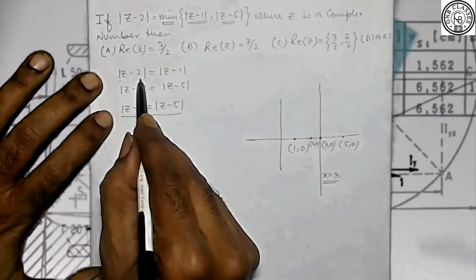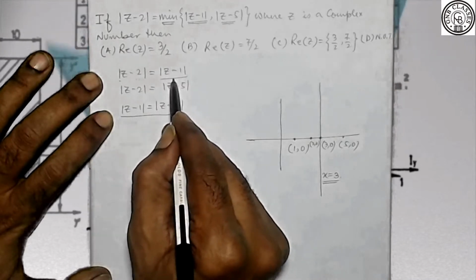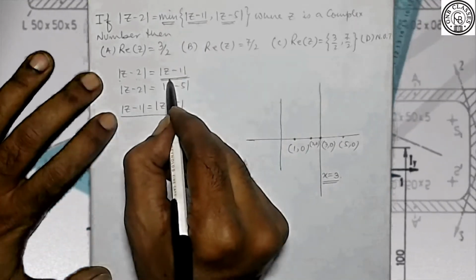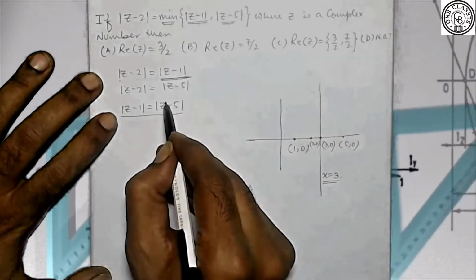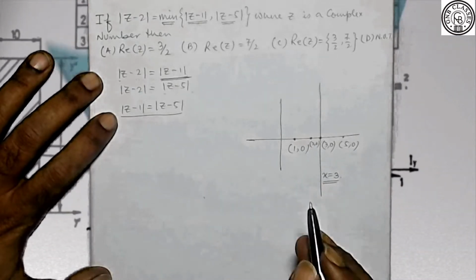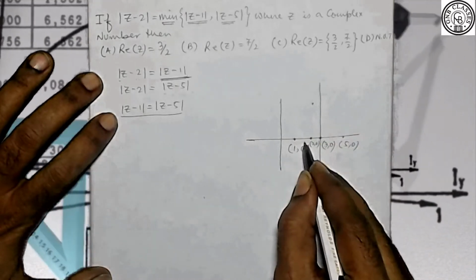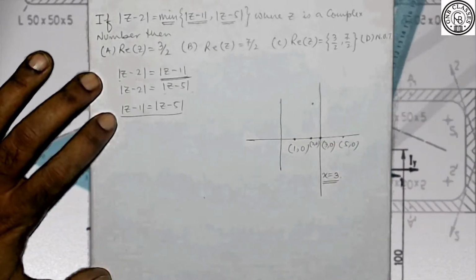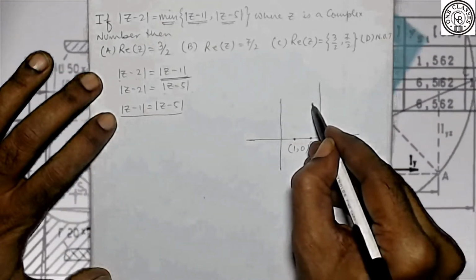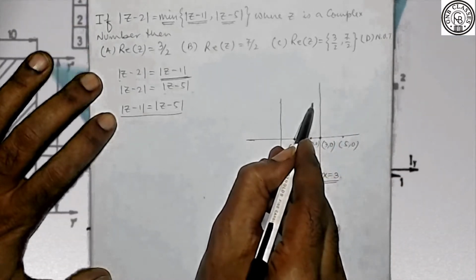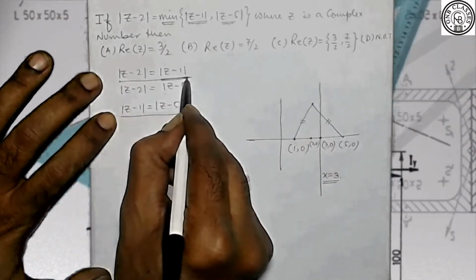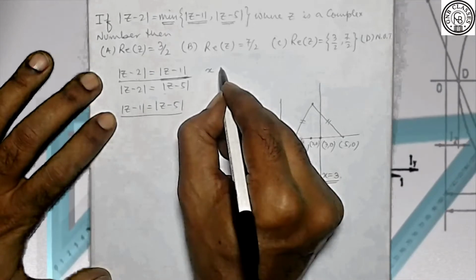Is it clear? Now that will be equal to mod of z minus 1 when this distance is least among these two distances. Now mod of z minus 1 will be least among mod of z minus 1 and mod of z minus 5 when the real part of the complex number z is lying somewhere less than 3. Tell me yes or no. If the point is lying somewhere on the left hand side of x equals 3, then this distance will be least among this and this distance. Tell me yes or no. Therefore, this relation is true when x is less than 3.